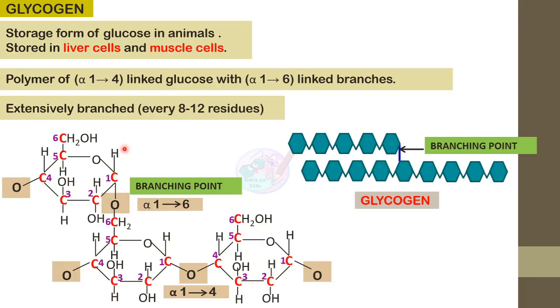So similar to amylopectin, glycogen structure is the same, also a linear chain. In the main chain it has alpha 1,4 bonding, and at the branching position it has alpha 1,6 bonding. So the key difference between amylopectin and glycogen is, in amylopectin we have a branching point at every 24 to 30 residues, but in glycogen we have branching at every 8 to 12 residues. It means glycogen is extensively branched.